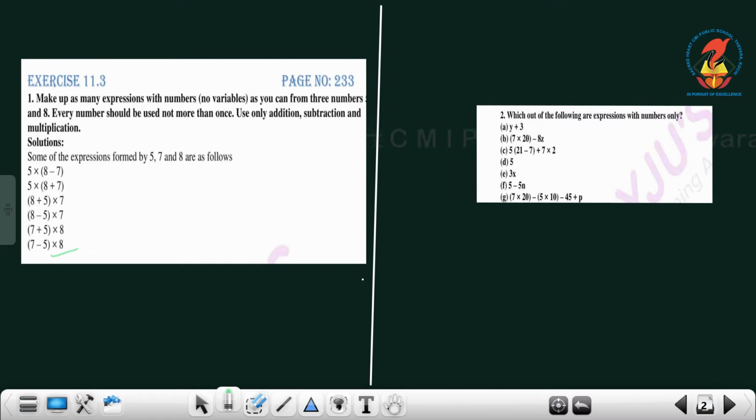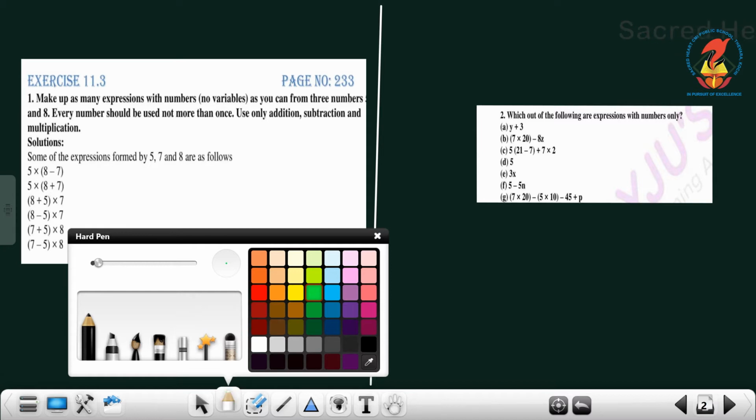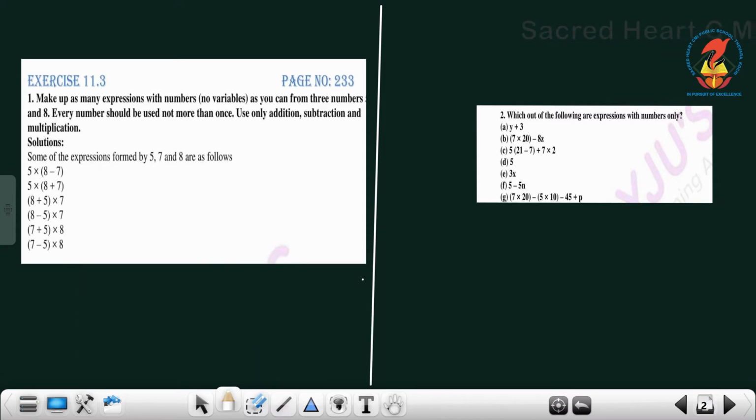Next is, which of the following are expressions with numbers only? Y plus 3, y is a variable, so it is not. Then second one, 7 into 20 minus 8z. 8z is there, so it is not. Then next one is 5 into 21 minus 7 plus 7 into 2. So it is an expression with the numbers. Why? No variable in this. No variable in this. So C is an expression with numbers only.